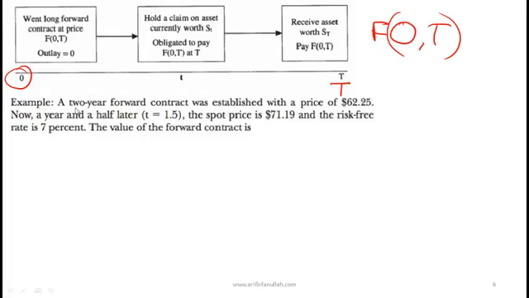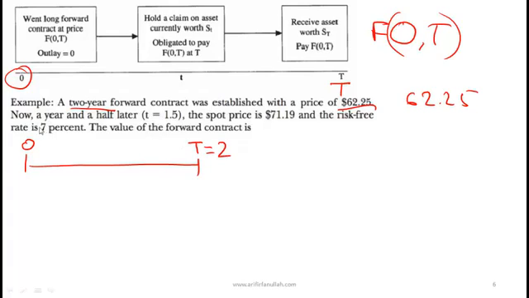Okay, now look at this example. A 2-year forward contract was established with a price of 62.25. So this is a 2-year forward contract. The way we can look at this is, if this is 0, this big T is 2, with a price of 62.25. What's the interpretation of 62.25? That's the price written on this forward contract. So if this is the forward contract, for the underlying asset, the long will pay this much to the short.